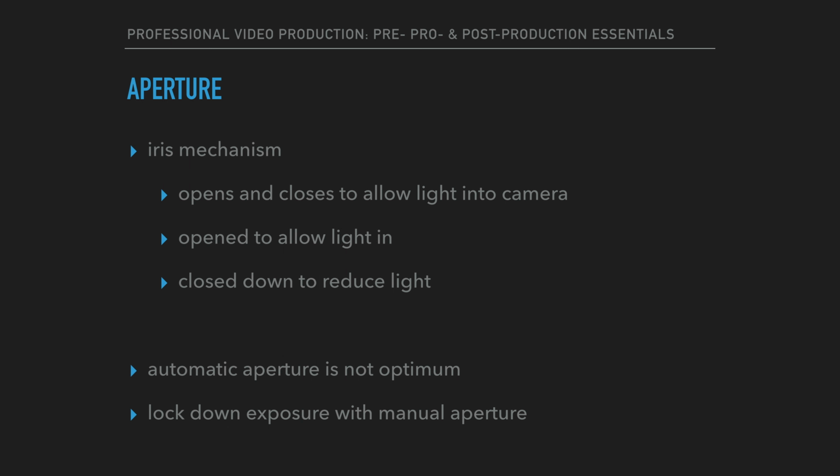Now, it may be tempting to let the camera do the work and set your exposure for you, but automatic aperture will not give the best results. For example, imagine that the camera is set on automatic aperture and someone crosses in front of light as they run across the screen. The motion in the scene and the changing light will trigger the camera into changing the aperture. On the other hand, if you were to lock down an exposure level with a manual aperture control, the image would not get darker or brighter even if motion and light changes happen within the scene.